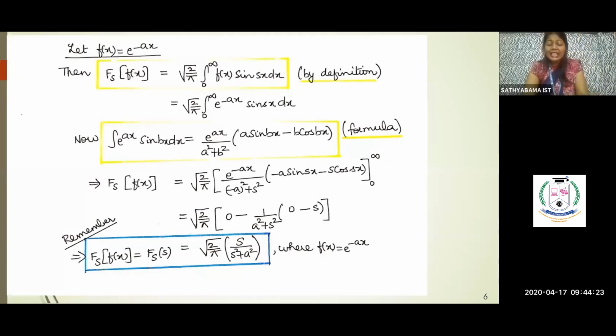Again I have a ready-made formula: integral e power ax sin bx dx is e power ax by a square plus b square into a sin bx minus, for sin it is minus b cos bx. So that's the formula that I'm going to use here. Again, what should I do? In the formula, I should replace a by minus a and b by s.